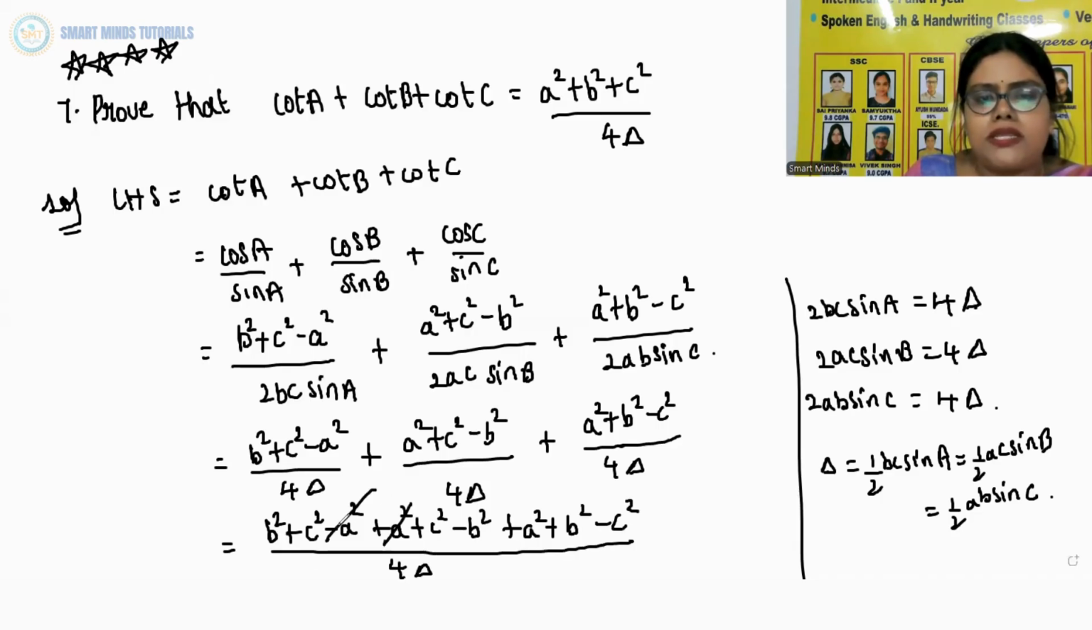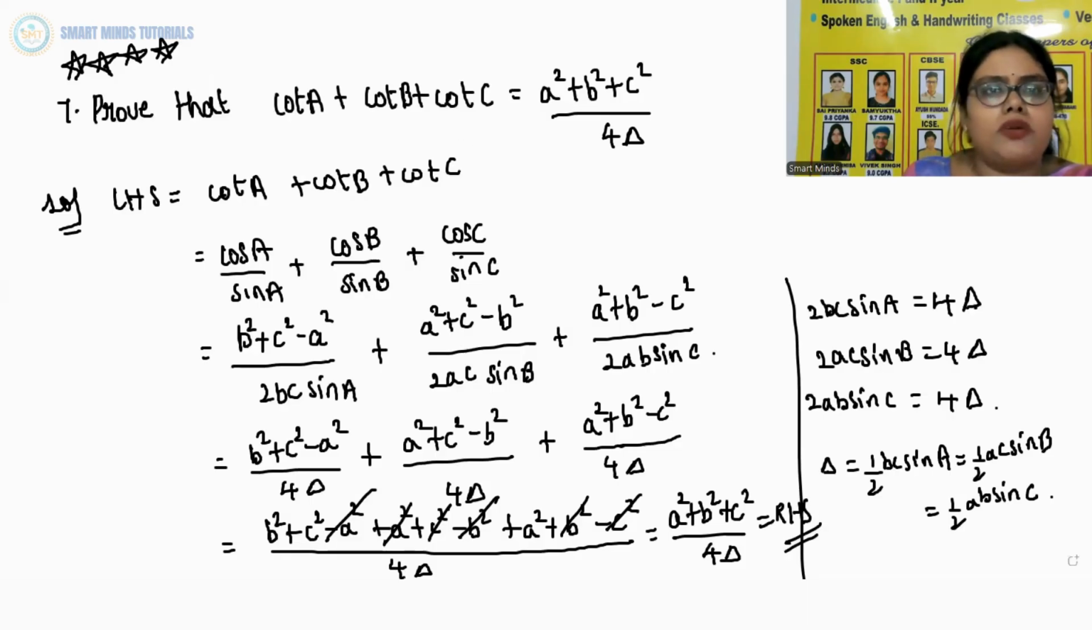A square minus A square cancel. B square minus B square cancel. C square minus C square cancel. So that is A square plus B square plus C square by 4 delta, and this is RHS. Very, very important question.